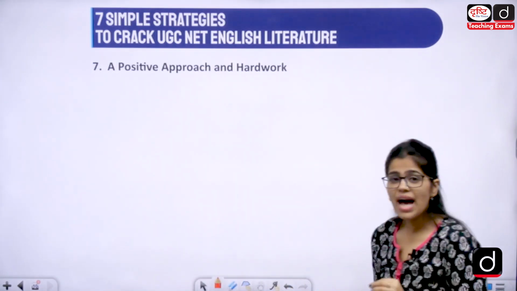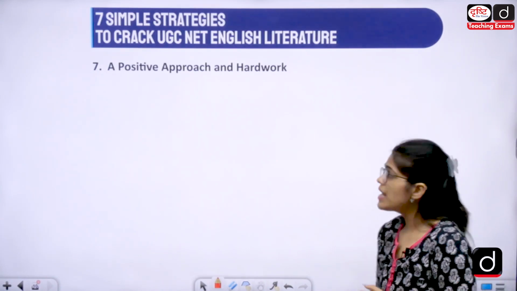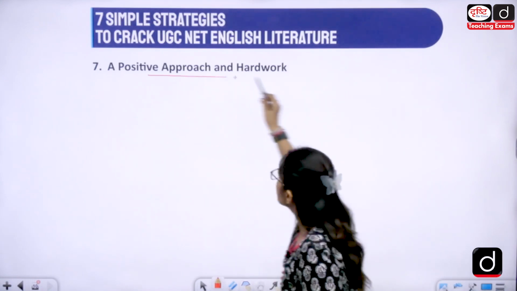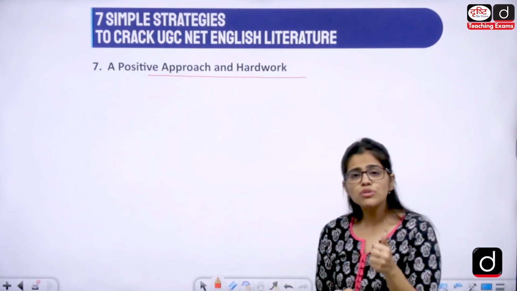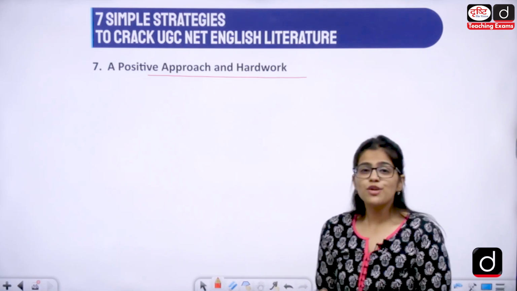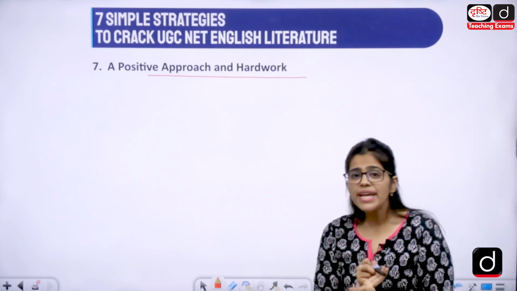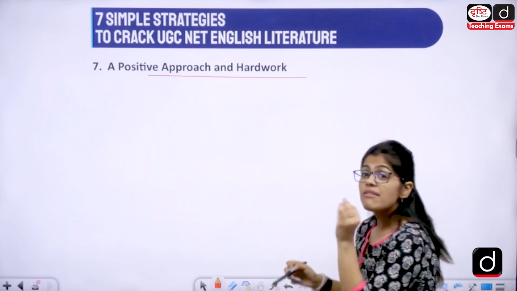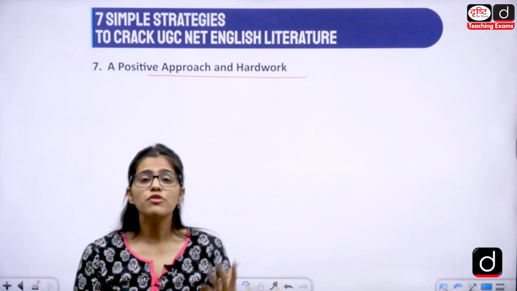Then the 7th and the last thing, and that is the most important tip as well, is to have a very, very positive approach and hard work. Without working hard, you can never achieve anything. So working hard is very important. Make your own notes. Try to take as many classes as you want. Read, read and read. That is the mantra for any literature student. You have to grasp a lot.